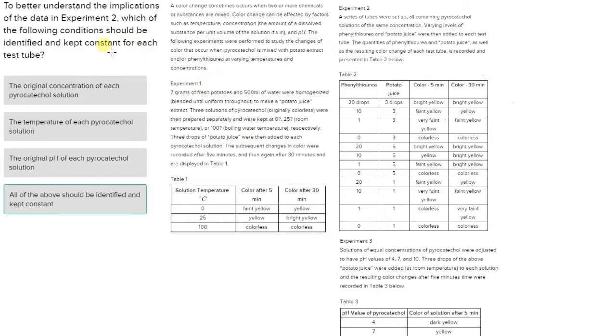This question specifically is asking us about experiment 2, and is asking which of the following conditions should be identified and kept constant in each test tube. So first we should read the question and read the answers: either the concentration of each pyrocatechol solution, the temperature of each pyrocatechol solution, the original pH of each pyrocatechol solution, or all of the above.